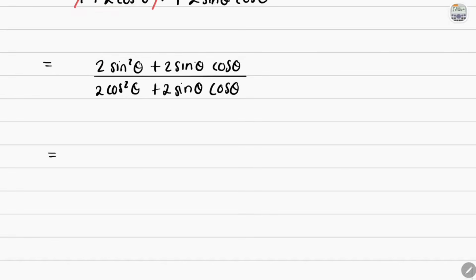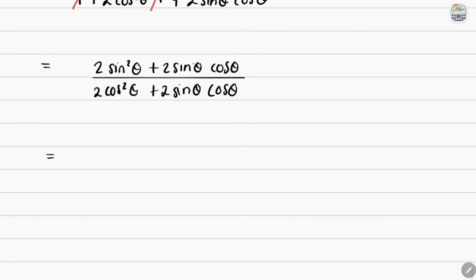Okay, so now looking at that numerator, we have two terms. What is common? Okay, we have 2 sine theta common. Okay, and then what is left? In the first term, if you take 2 sine theta out, just divide. That gives you sine theta. In the second term, this divided by 2 sine theta just gives you positive cos theta.